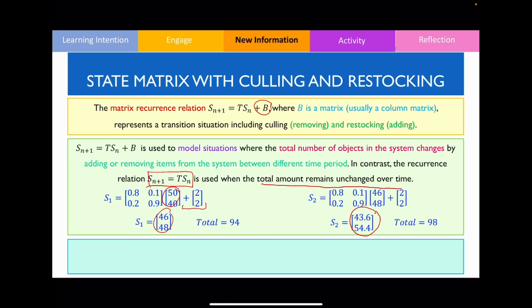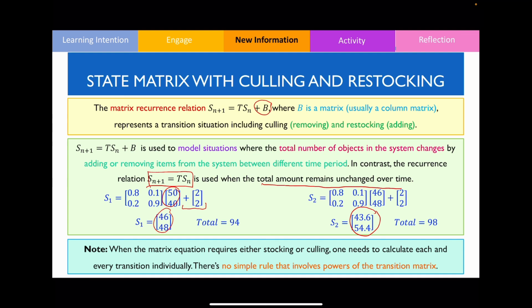One thing that I would like to point out is that there is going to be no shortcut way or rule where you can find out the value of S3, S4, S5, okay? So there are going to be no powers whatsoever that you're going to be raising our transition matrix to. What I mean by that is you're not going to be using this particular formula over here, okay? There's none of this formula when you've got culling or restocking.